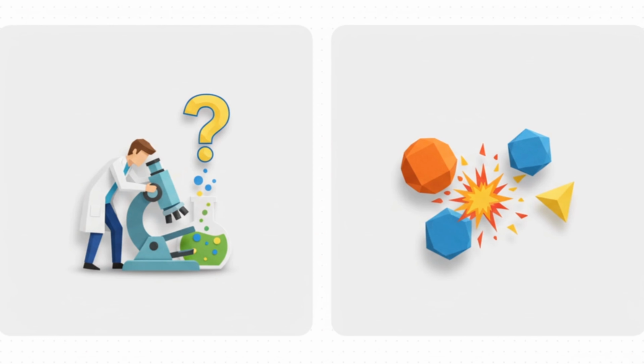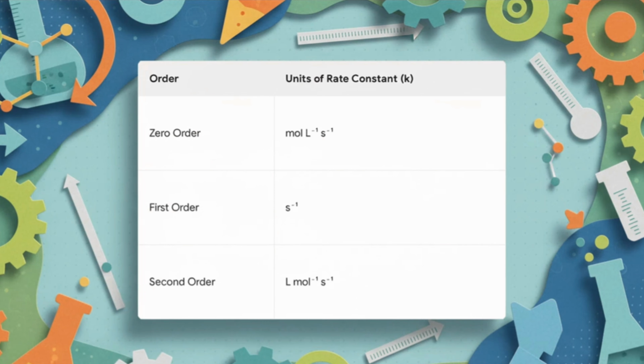And here it is, a classic JEE trap. You cannot, and I repeat, not find the order just by looking at the balanced equation. It has to be figured out from experiments. That's totally different from molecularity, which you can get from the equation, but only for simple single-step reactions. Please don't mix these two up. You absolutely have to memorize these units for JEE. Seriously. A lot of the time, the question will give you the units for k, and that's your biggest clue to what the order of the reaction is. It's like a free hint.